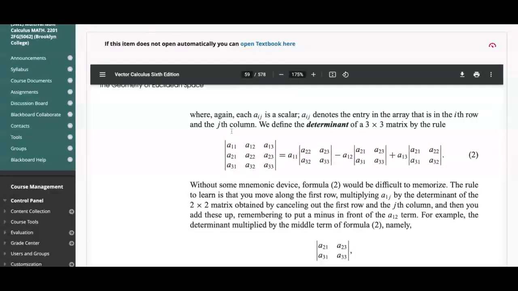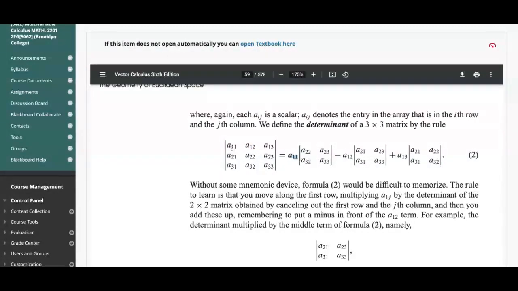So what do we do? We cross out the column and the row with A11. So we're left with A22, A23, A32, A33, and we want to find the determinant of these 4 numbers. Or rather, when we talk about a matrix, we call them entries. Right. Then we work with A12.